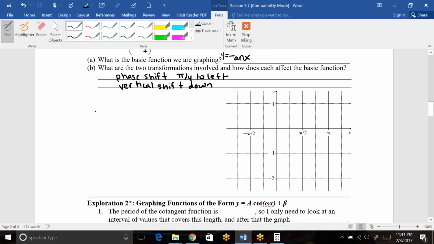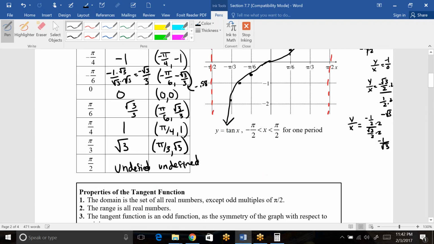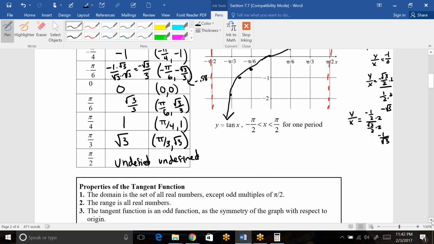Our points that were of main emphasis, I like to have at least 5. If we have our angle and we have our value, we had negative pi over 2, which was undefined. We had negative pi over, I want to say it was 3. Yes, we did pi over 3, pi over 4, and pi over 6.